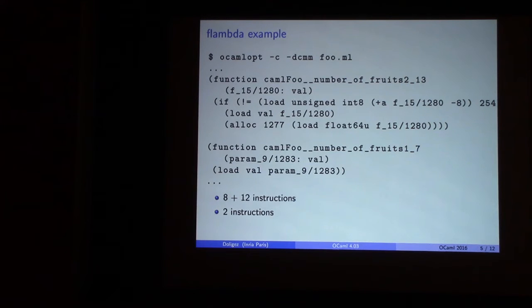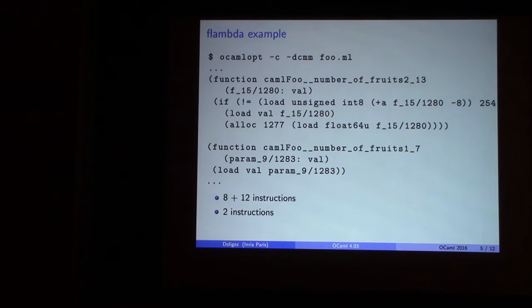And the second one is the one up there, and what it does is load unsigned int and so on. Actually what this does is look at the tag and compare it with 254, which is the tag for arrays of floats. If it's not an array of floats, then you load the first field. If it is an array of floats, you do a lot of things because you have to allocate the float and so on and so forth. So that last line is dead code, but it's still there. It's 12 instructions in the assembly, and just doing the test and so on is 8 instructions.